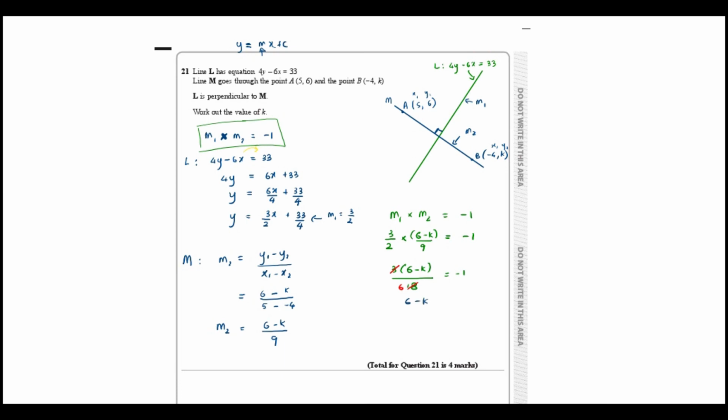We can't cancel the 6 and 6 over here, and you must know that because there's a subtraction here. I was able to cancel the 3 and 18 because 3 is outside as a common factor. Now multiplying both sides by 6, minus 1 times 6 is minus 6. So 6 minus k equals minus 6. Minus k comes to the other side as plus k, and the minus 6 comes across as plus 6. So k equals 12. The value of k equals 12.